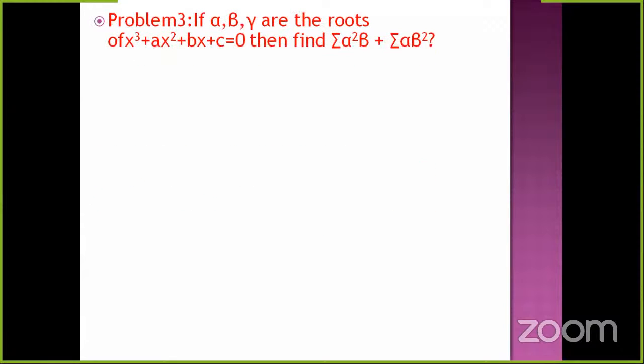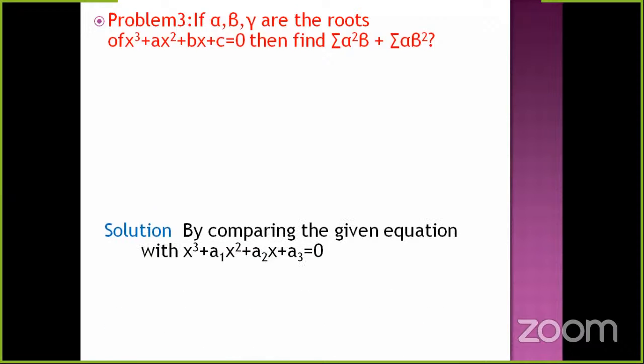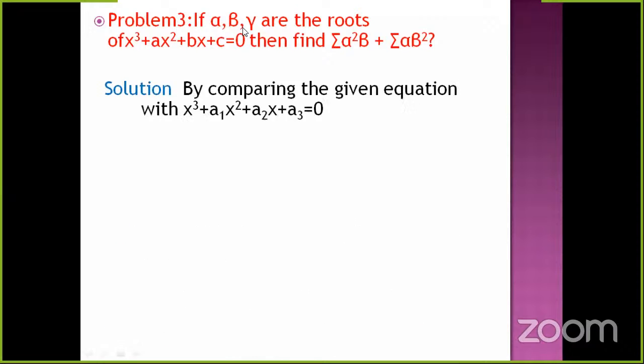So see the next problem, children. If alpha, beta, gamma are the roots of x cube plus a x square plus b x plus c is equal to 0, then find the sum of alpha square into beta plus summation of alpha beta square. So what have they given? First of all, check what has been given. So they have given that alpha, beta, gamma are the roots of this cubic equation x cube plus a x square plus b x plus c equal to 0.